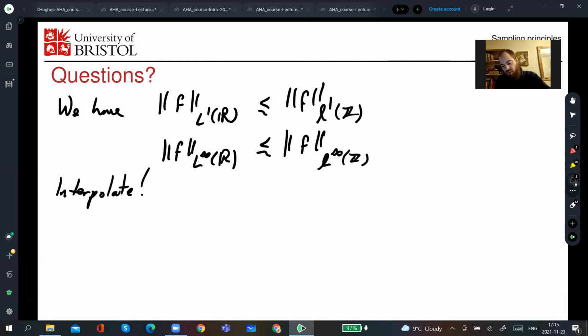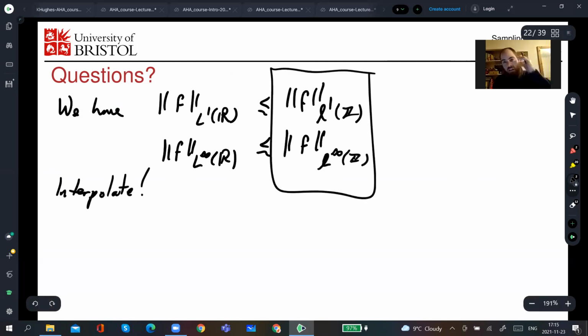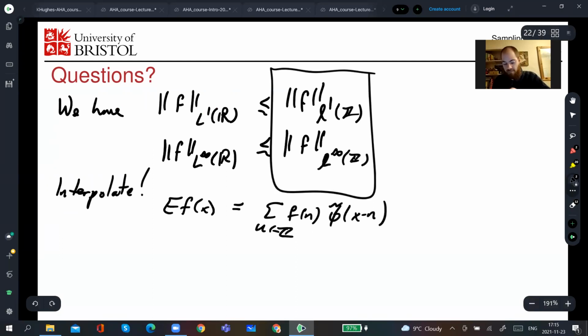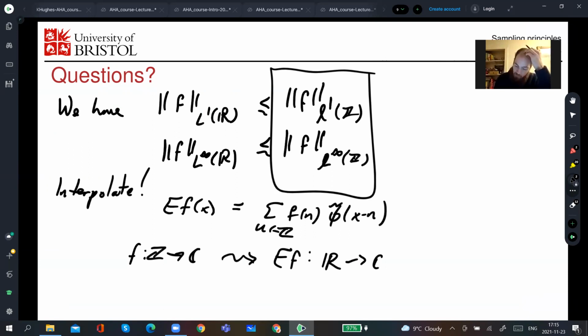That's because you're starting with functions that are honestly well-defined. You're starting with sequences and you're ending up with an LP bound on an extension of those sequences. And so we define an extension operator, E of f, at a point x by just the Shannon-Nyquist formula that we had before, the sum over n in Z of f of n times phi tilde of x minus n. This takes functions f from Z to C, and E of f gives a function from R to C. And we do have the correct L1 and L infinity bounds for it.